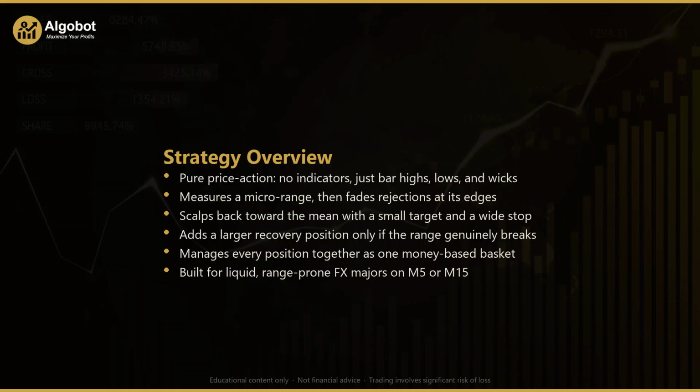There are really two personalities inside this single robot. The first is a scalper that fades the boundaries during calm conditions, aiming for small, quick moves back toward the mean. The second is a recovery layer that activates only when a range genuinely breaks and the fade ends up on the wrong side of a sustained move. Instead of simply absorbing that loss, the strategy opens a larger opposite position in the direction of the breakout, and then manages both positions together as a single basket.